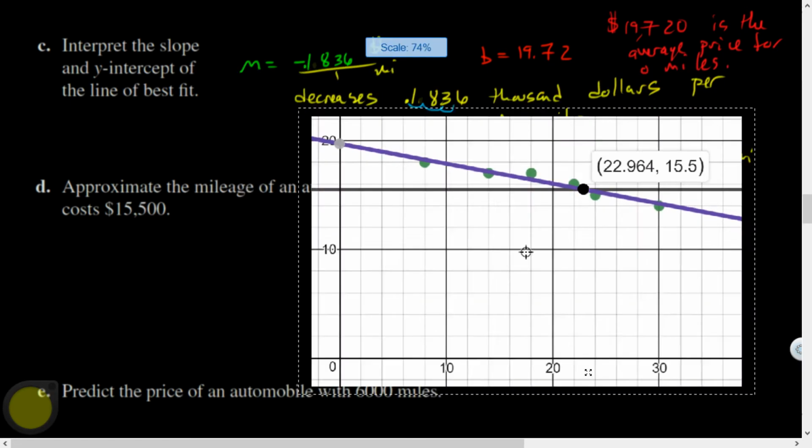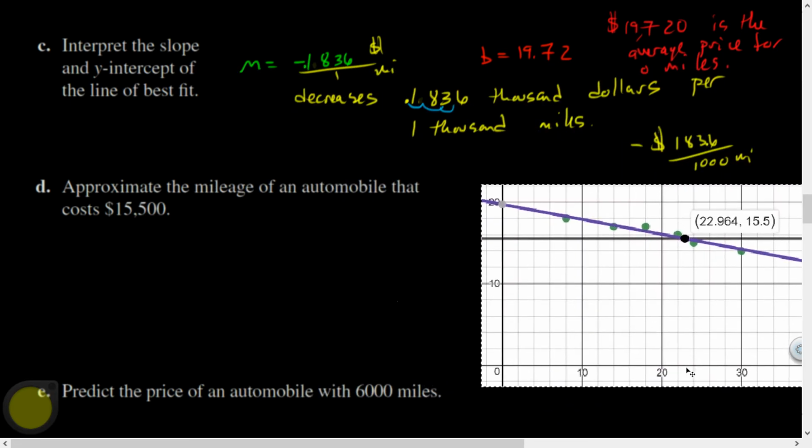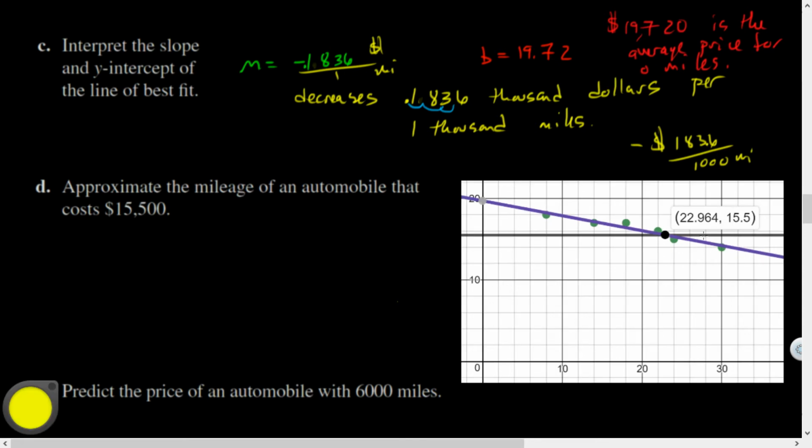And that's what we end up seeing. So I would expect that it has about 22.96, or 22,000 miles on it. That would be a car that's around $15,500. Algebraically, how could I do that? What I could do is plug in 15,500 for y and solve for x, negative 0.1836x plus 19.72. So if I plug this in for y, I can solve for x.